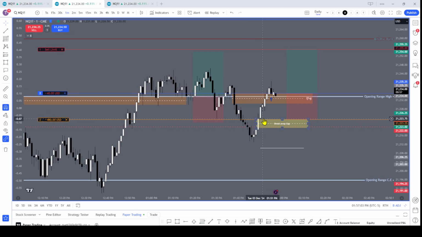So a potential breakaway gap. We have sell side liquidity taken inside of the 150 to 210 macro. We have a down move into sell side, to this high here, into this open fair value gap.